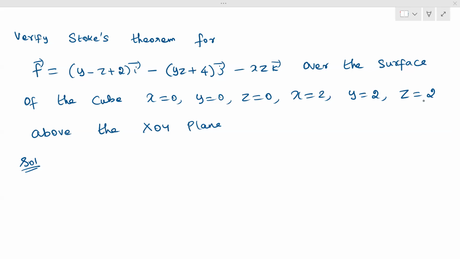See the problem. Here we have to verify the Stokes theorem for the given function. The surface they have given is a cube whose dimension is 2, above the xy plane. That is the important point, above the xy plane. So we have to verify the Stokes theorem.